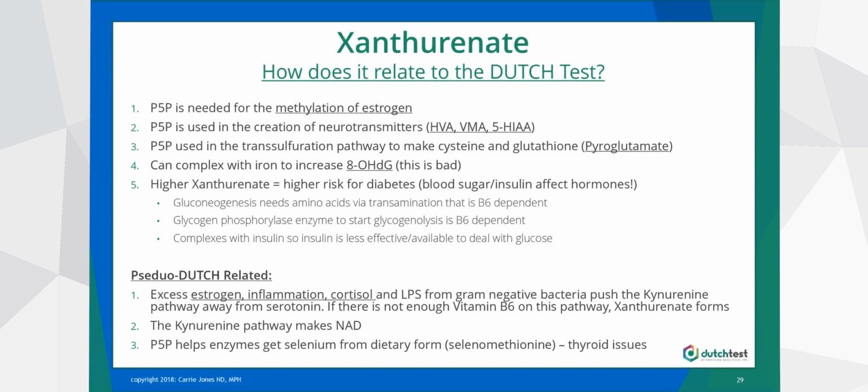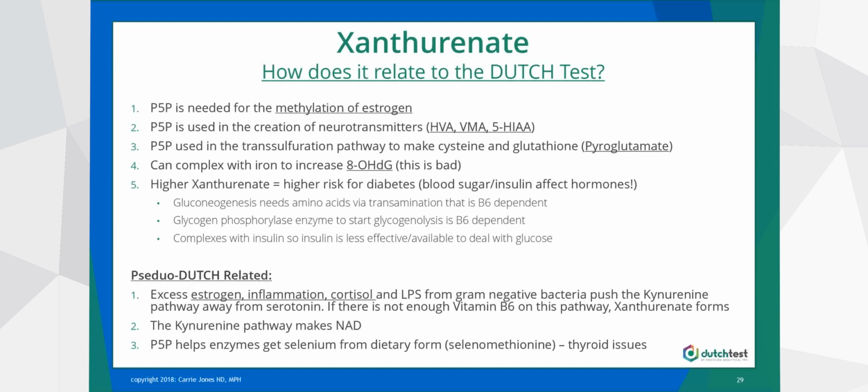P5P is used in the transsulfuration pathway to make cysteine and thus glutathione. So check their pyroglutamate. It can complex with iron to increase 8-OHdG. That's a bad thing. We don't want high oxidative stress markers. We don't want 8-OHdG to be high. We don't want xanthurenate to complex with iron and cause all sorts of damage. So look at 8-OHdG if the xanthurenate is high as well.